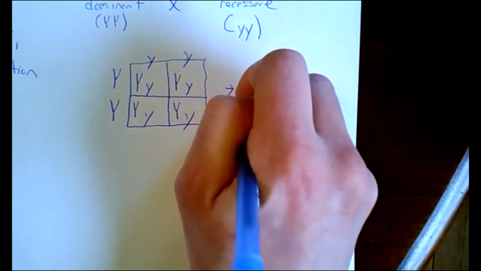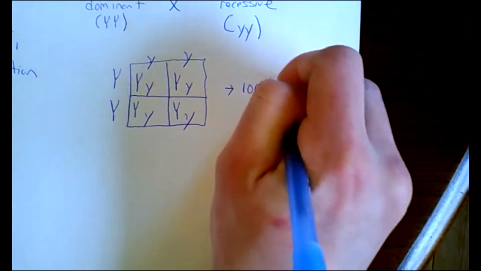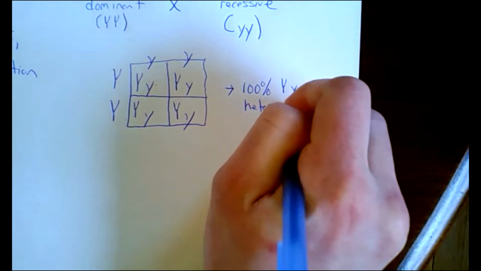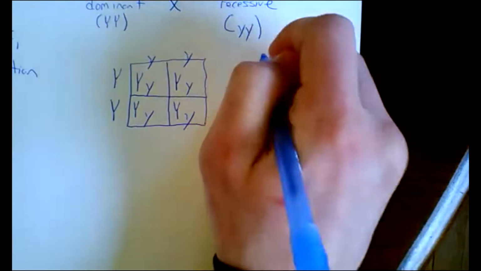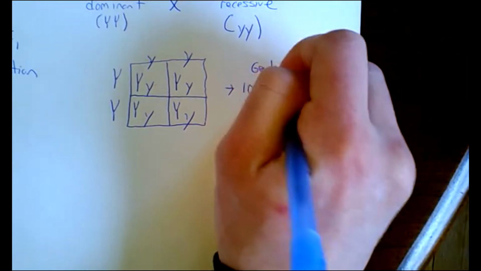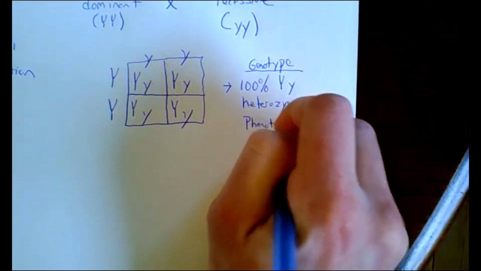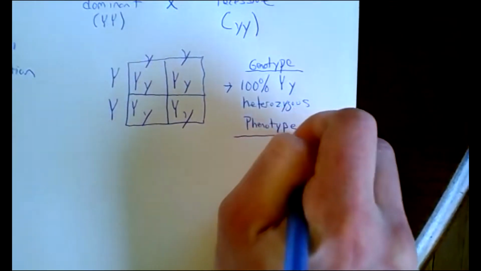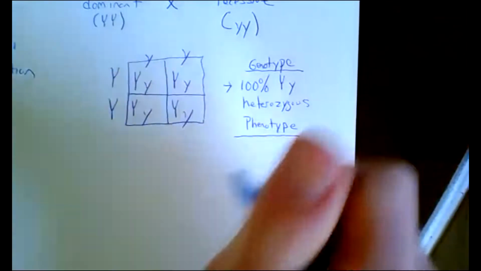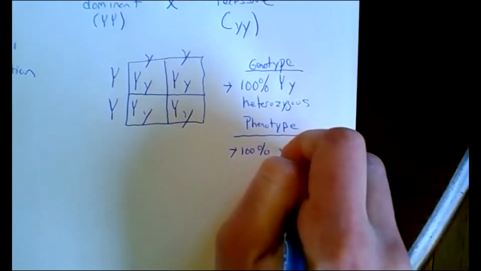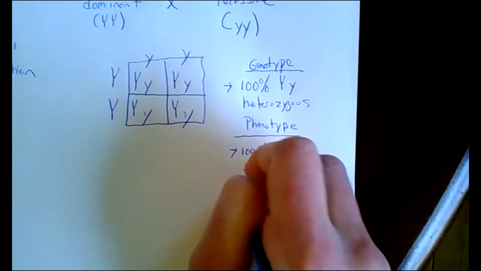So I'm going to say 100% of my offspring are big Y, little y, or they're going to be heterozygous. This I would call the genotype. That's what the genes are of my offspring. I could also describe their phenotype, what they look like. In this case, since I only have one genotype, I can only have one phenotype, and I am 100% yellow seeds.